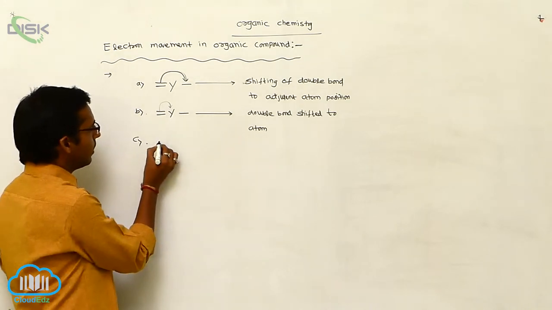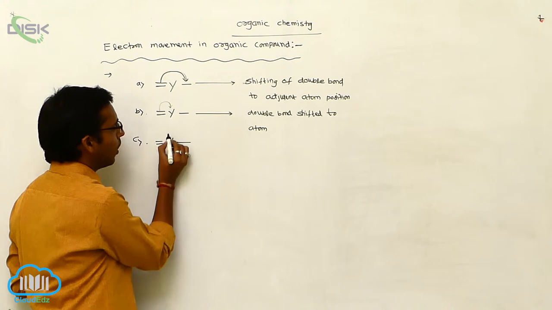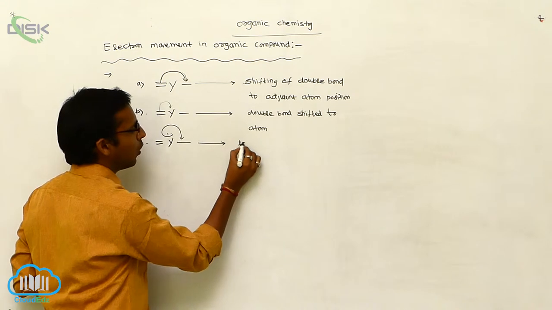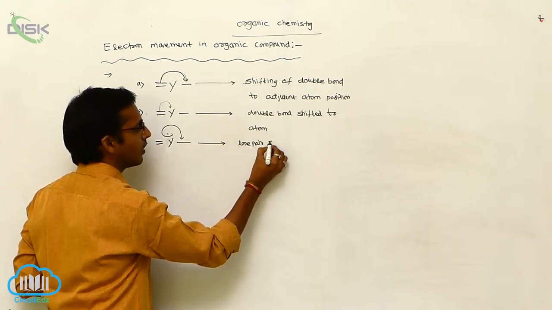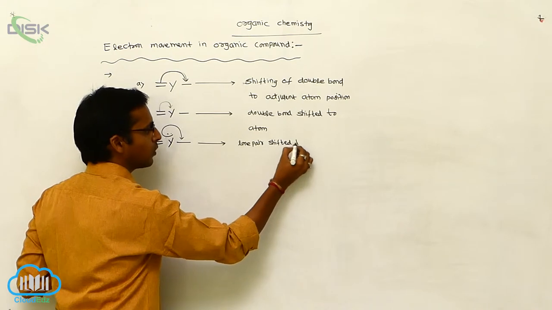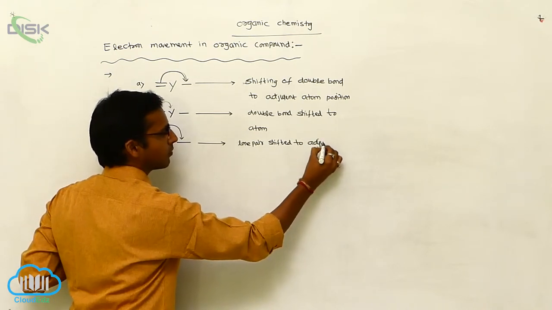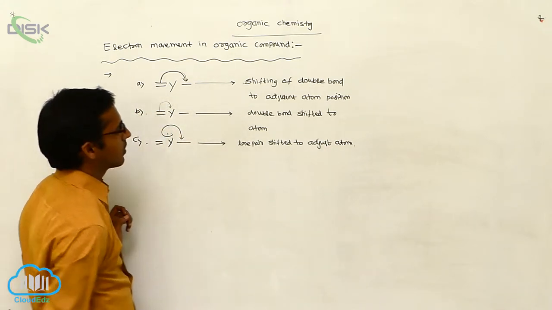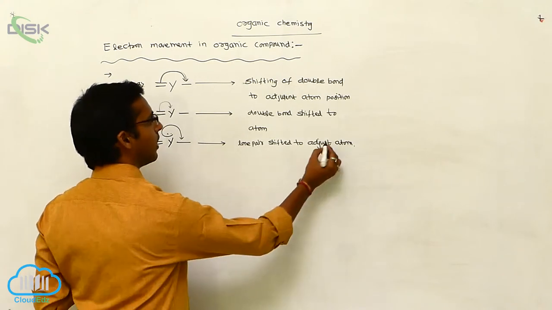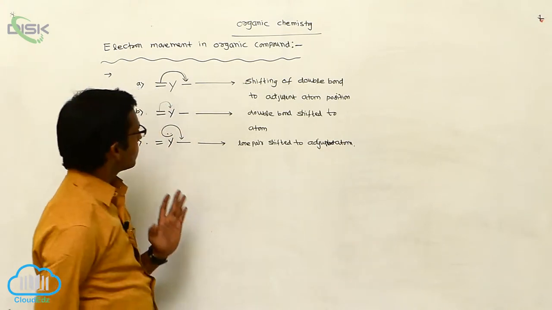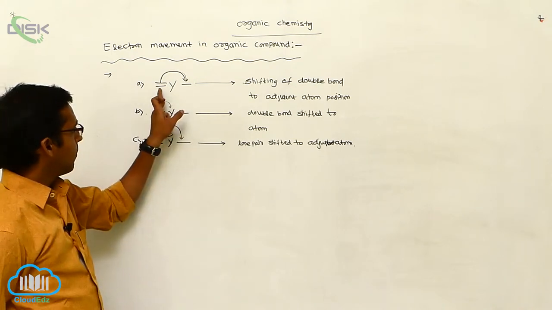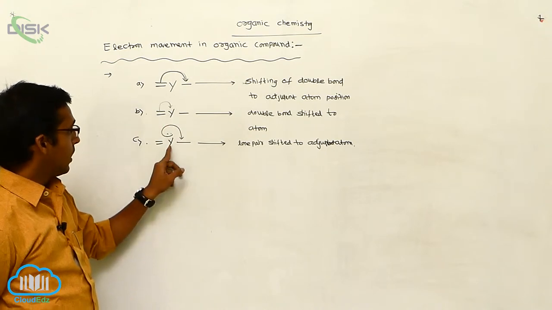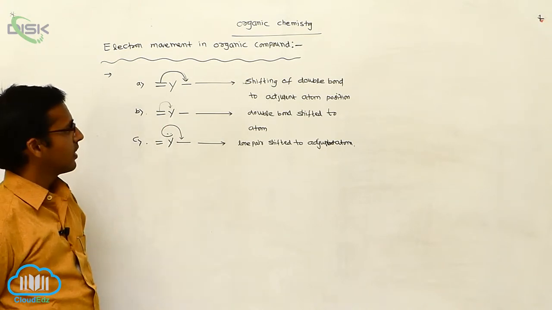And the third one is a double bond containing a lone pair. If the lone pair is shifted towards the adjacent atom, the lone pair is shifted to the adjacent atom. So these are the three types of reactions. One is the double bond shifted to the position of an atom. Another is the double bond shifted towards an atom. The third is the lone pair shifted to the adjacent atom.